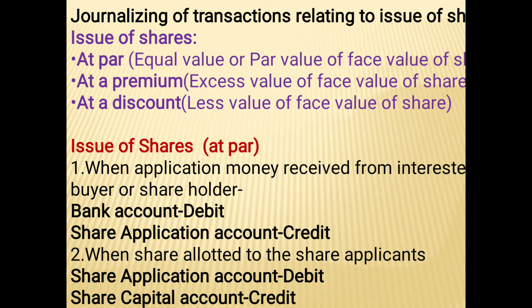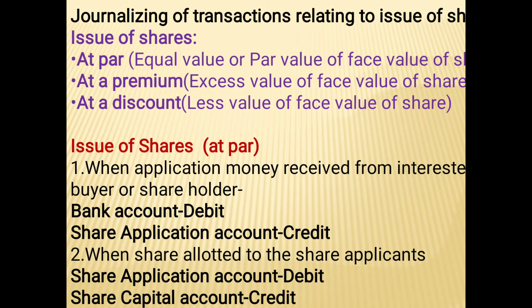Now, generalizing the transactions relating to issue of shares. Dear students, three categories are related to journal, that is share issue. At first, we have to start with issue of shares at par. Transaction number one, when application money is received from an interested buyer or shareholder, then you have to give the journal: bank account debit, share application account credit.